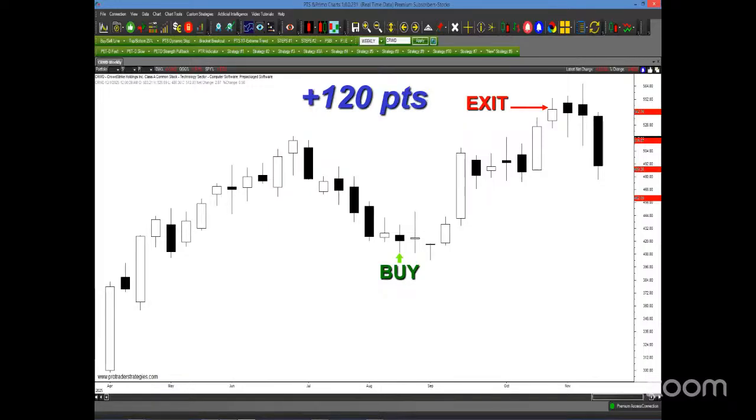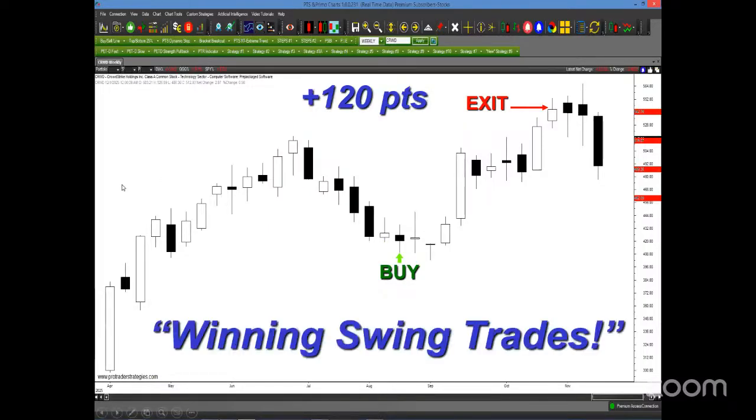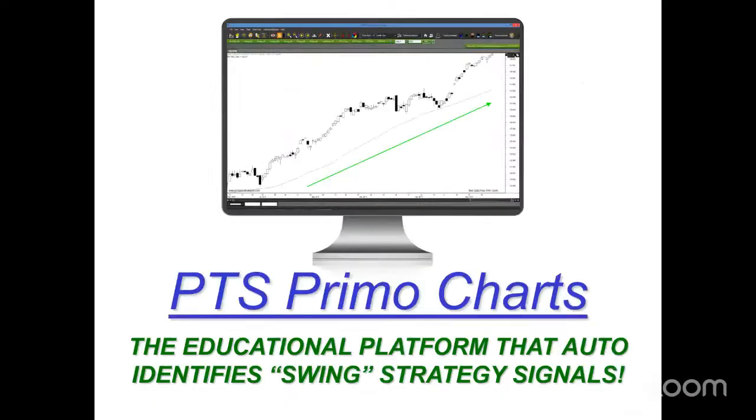So this is what we're going to be talking about today. Winning swing trades using this really high probability method that we have specifically for swing traders. Here's the good news. All the buy and exit signals are automatically displayed on the PTS Primo charting platform. I developed and designed with pro trader strategies to make trading simple.